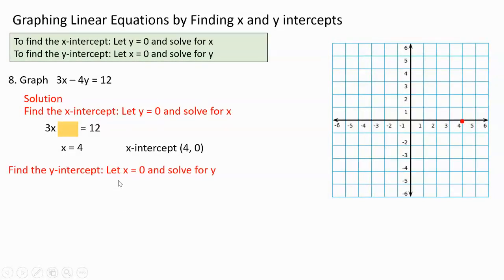Now to find the y-intercept, we let x equal 0 and solve for y. So we're going to cover the x and its coefficient. Then in your heads, you can divide both sides by -4, so y equals -3. So the y-intercept will be (0, -3). Now we plot that point, which will be down here. Now we connect the 2 points. There's my line.